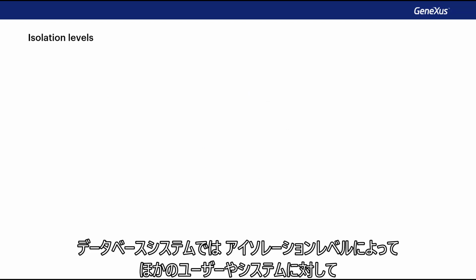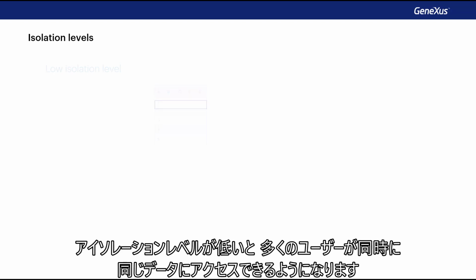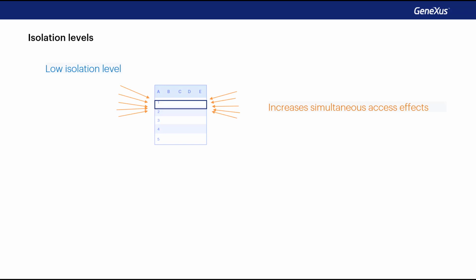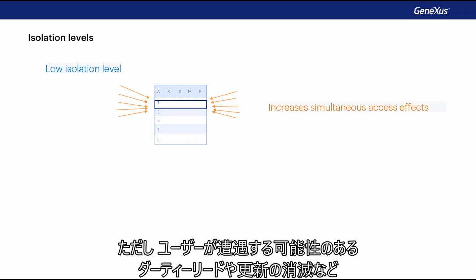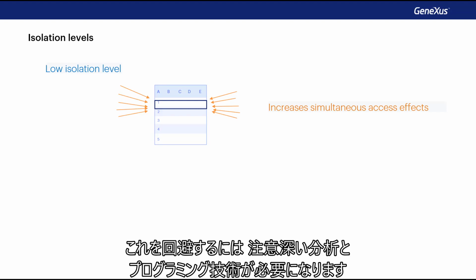In database systems, isolation determines how the integrity of database transactions is visible to other users and systems. A lower isolation level increases the ability of many users to access the same data at the same time. But it also increases the number of concurrency effects, such as dirty reads or lost updates that users may encounter. The possibility of deadlock is also increased, which requires careful analysis and programming techniques to avoid.